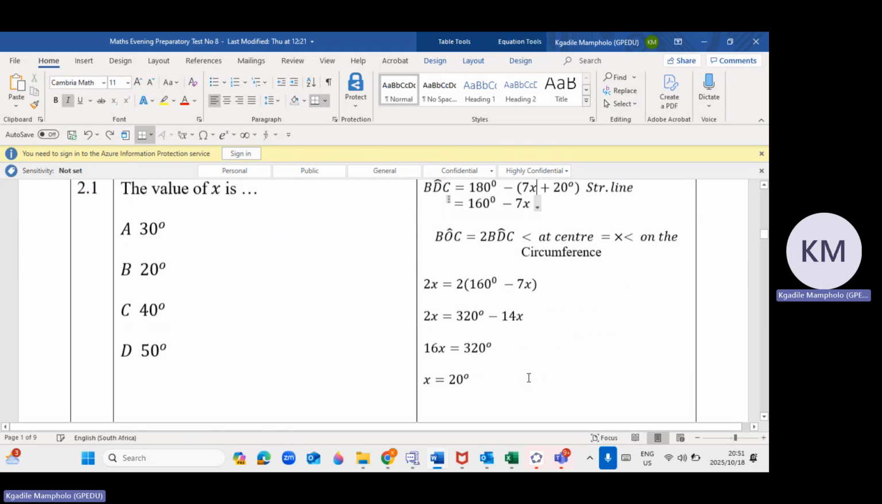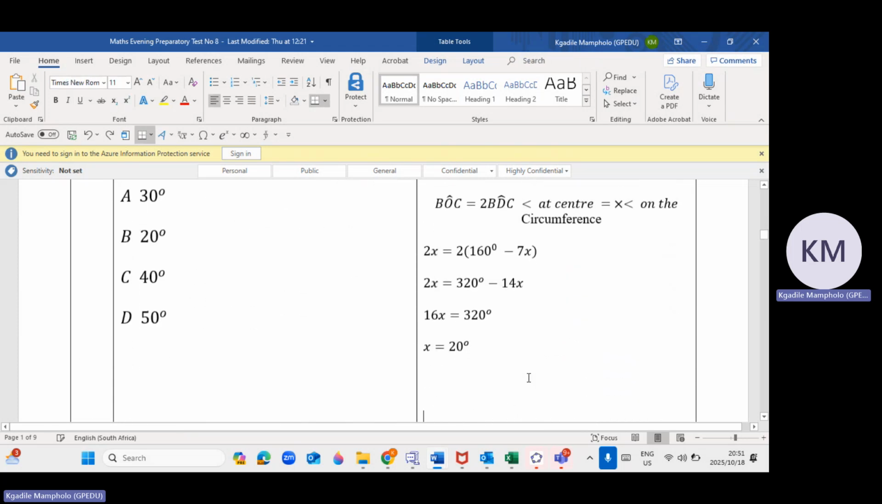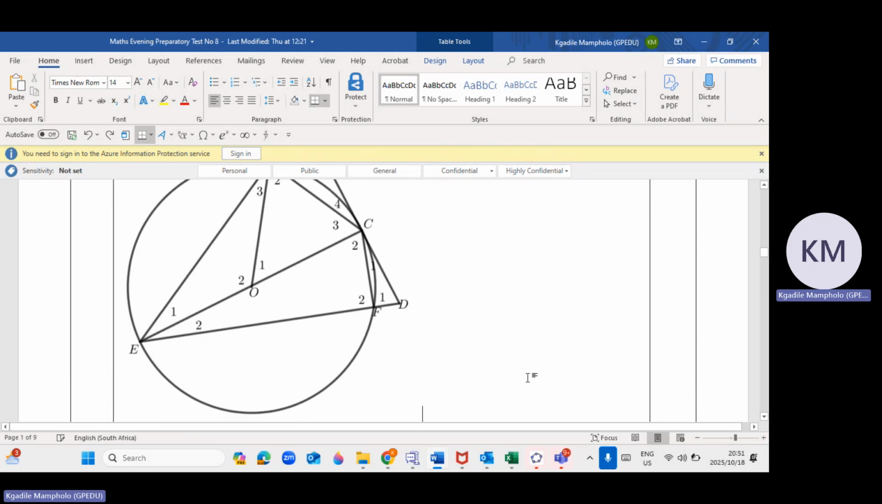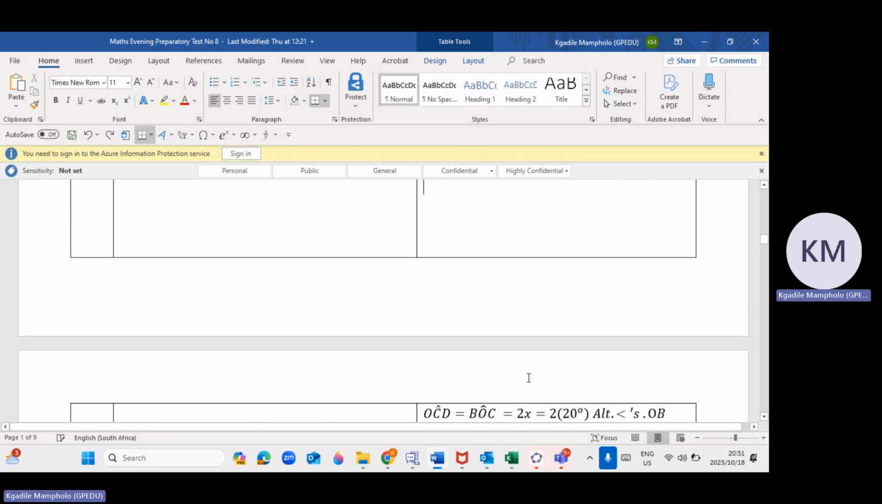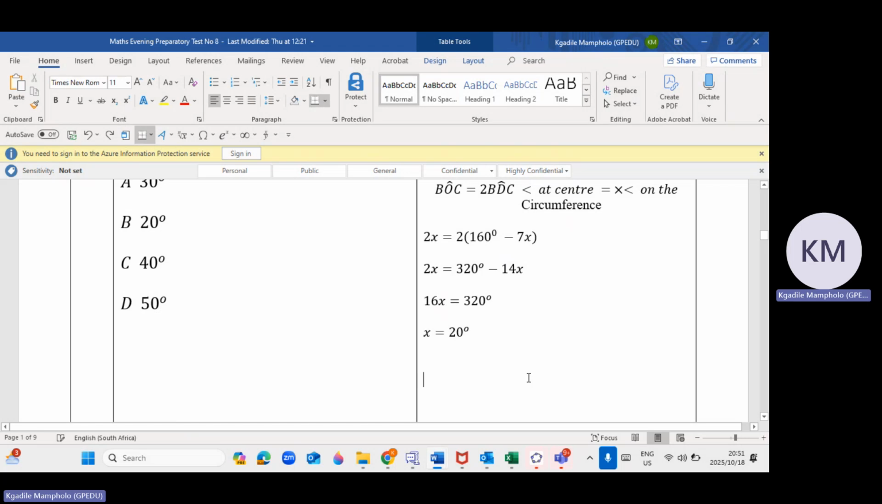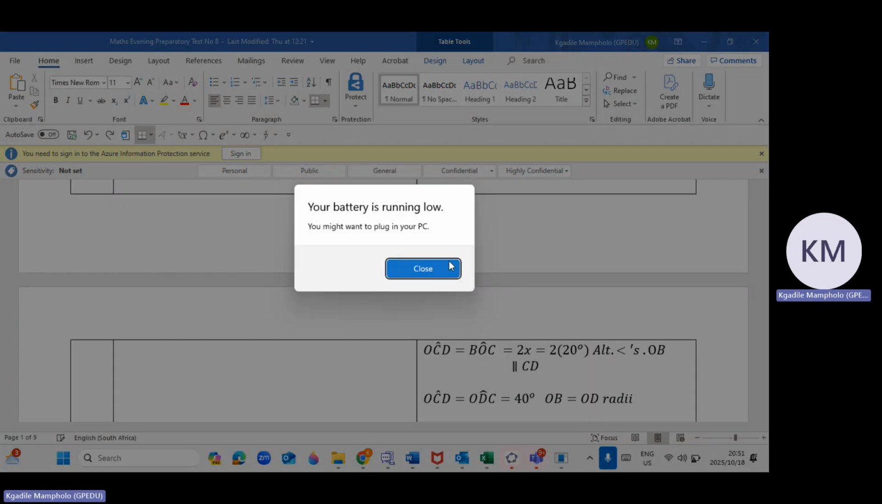Let's look into now the second question here. We didn't have the second question here. This one was supposed to be, I think it was cut by mistake. This one.